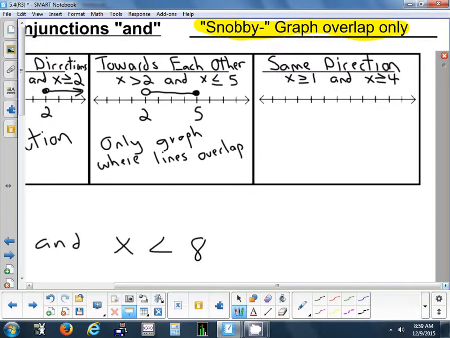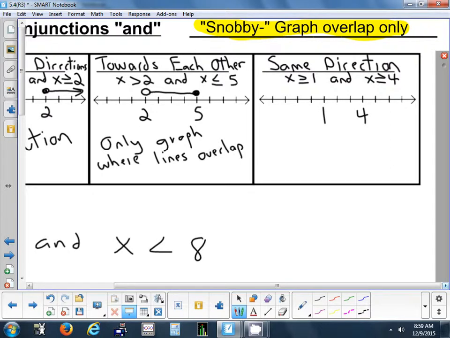Now I'm doing a conjunction. They're going in the same direction. What do you think I want to graph? I did the longer line for an "or." Logan? Now you do the shorter. Now I'm going to do the shorter one, right? So I'm going to put, say, 1 here, 2, 3, I'll put 4 here.